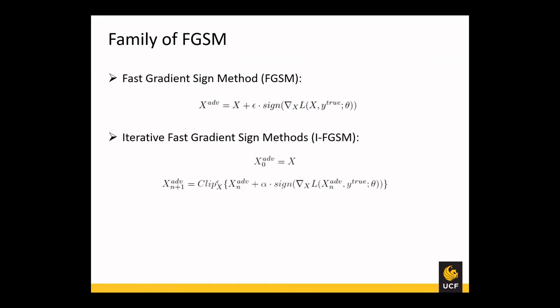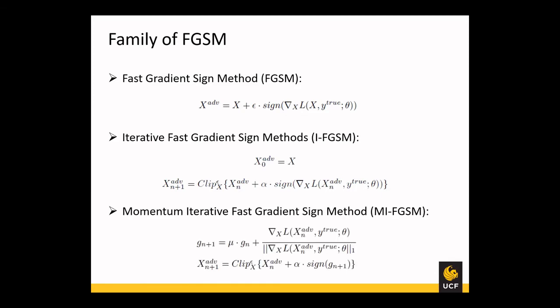Now let's go through a family of FGSM methods. The first method is the fast gradient sign method. The second method is the iterative version of fast gradient sign method. And the third one is the momentum-based iterative fast gradient sign method.